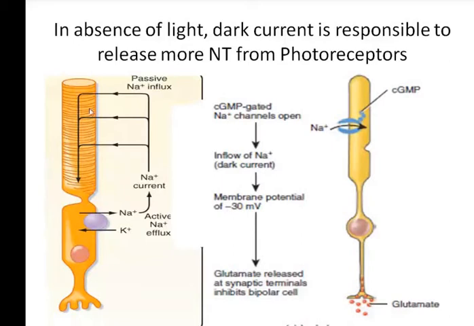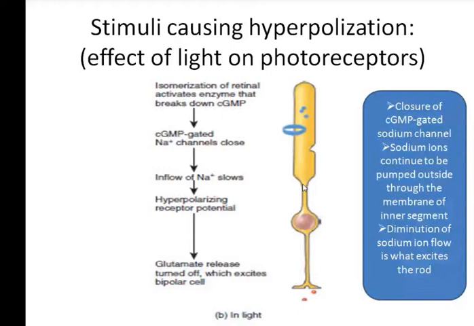There is the closure of the cGMP gated sodium channel, and this other mechanism is also going on, so there will be a net loss of sodium. Together, from the outer segment and inner segment, they will cause the hyperpolarization of these photoreceptors. Am I clear? Yes, sir. Is it clear or not? Five of you, please let me know whether it is clear or not.